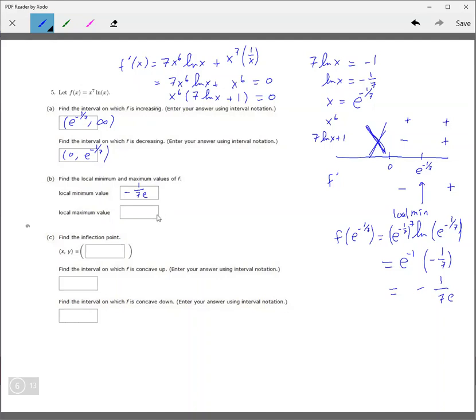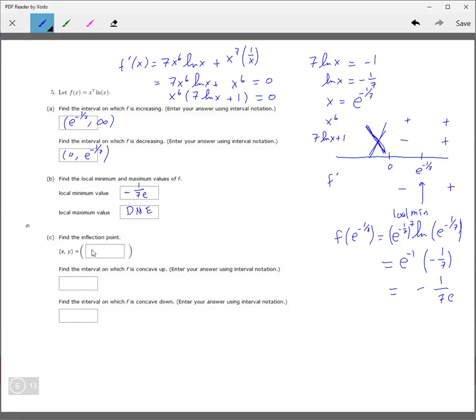Okay, local maximum. There isn't going to be one, so this does not exist, because this is the only critical number that's interior. Maybe you could call this a critical number, but no, it's not interior, so it doesn't really count because that's at the edge of the domain.